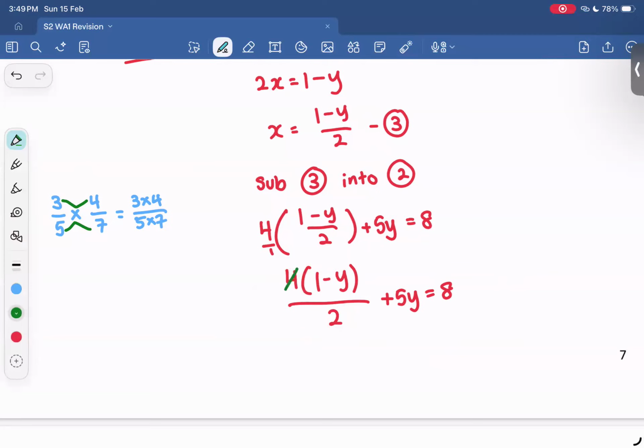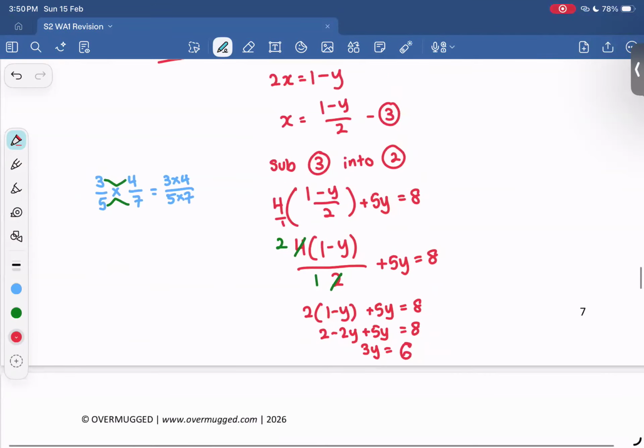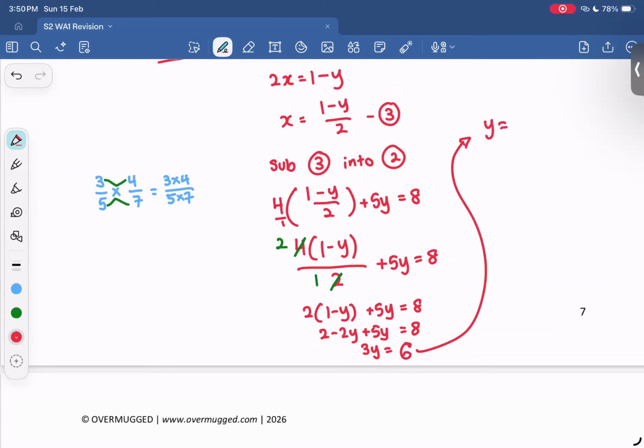So 4 divided by 2 equals to 2. 2 divided by 2 equals to 1. So my new equation will be 2 bracket (1 minus y) plus 5y equals to 8. Over here, I'll open up the bracket now. 2 minus 2y plus 5y equals to 8. And when I do my shifting, I'll throw all my y on the left, my numbers on the right. I will have 3y equals to 8 minus 2, that is 6. From this, I can divide both sides by 3. So y will equal to 2.